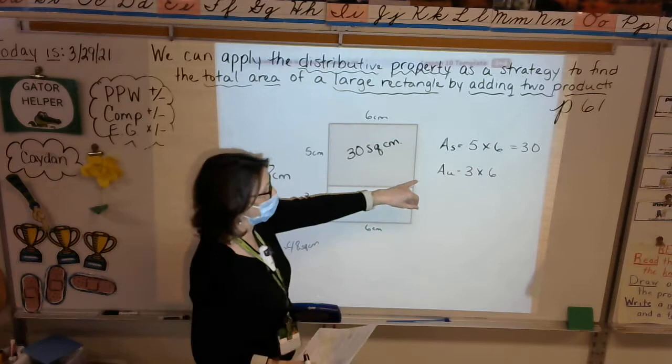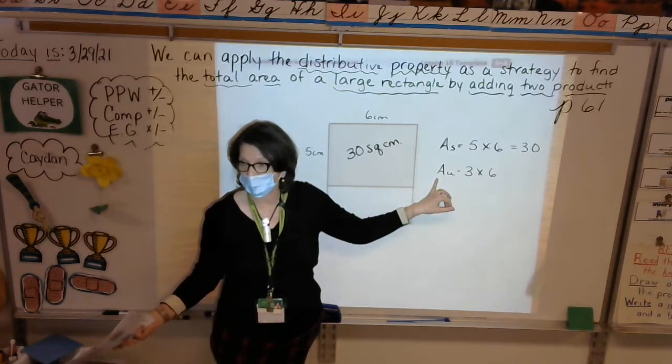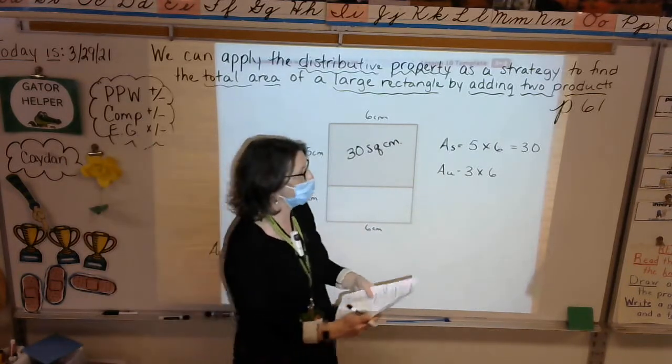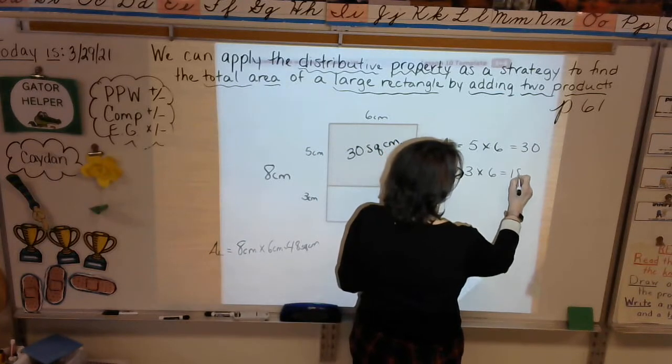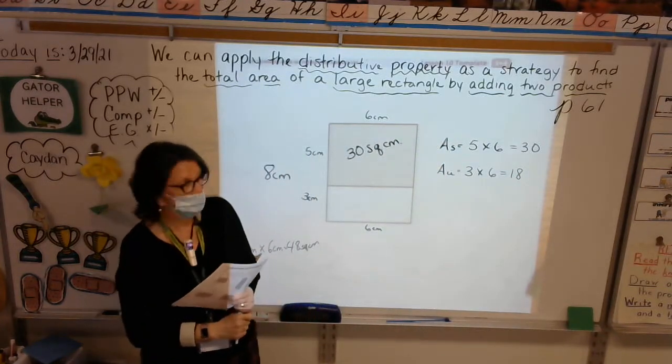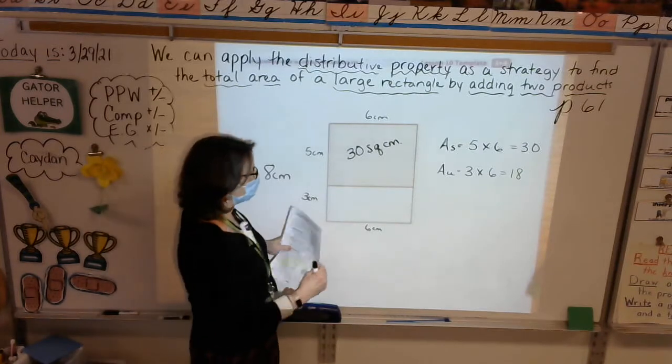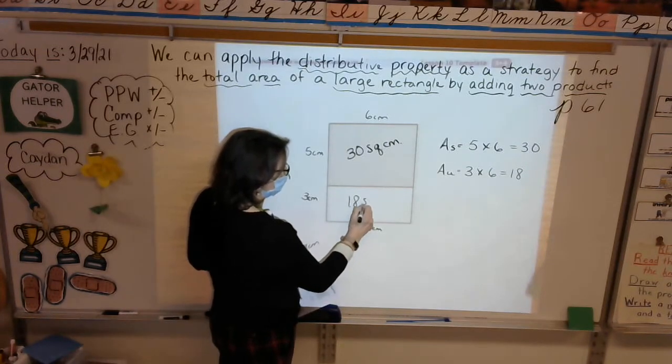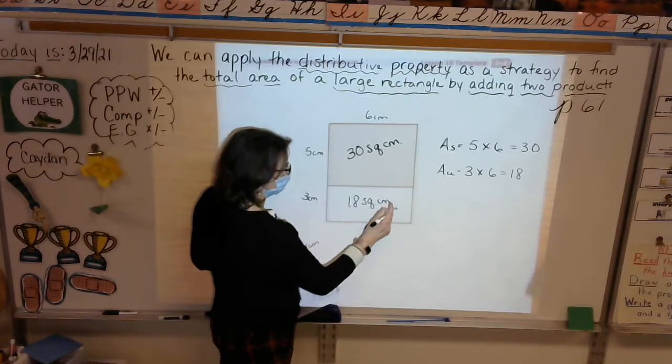3 times 6 is the unshaded. What is 3 times 6, everybody? 3 times 6 is 18. Let's go ahead and write it. Remember, you can skip count 6, 12, 18, or you can skip count by 3, 6 times. And so now let's put this down here, 18 square centimeters.